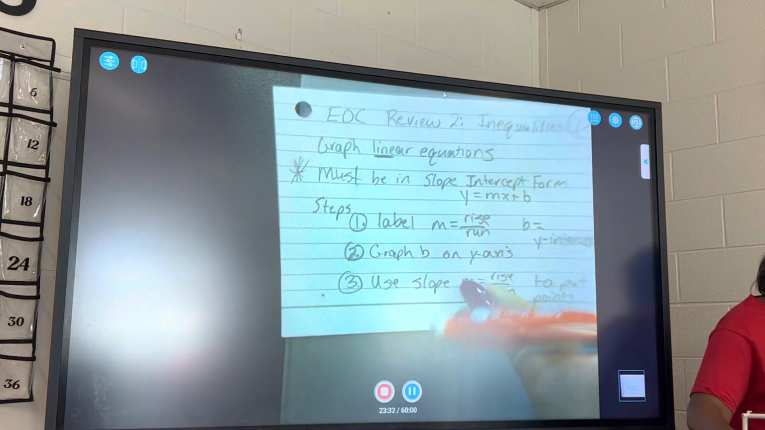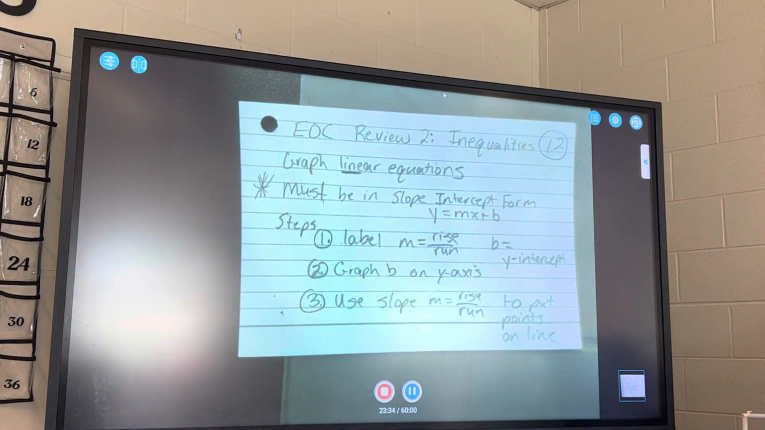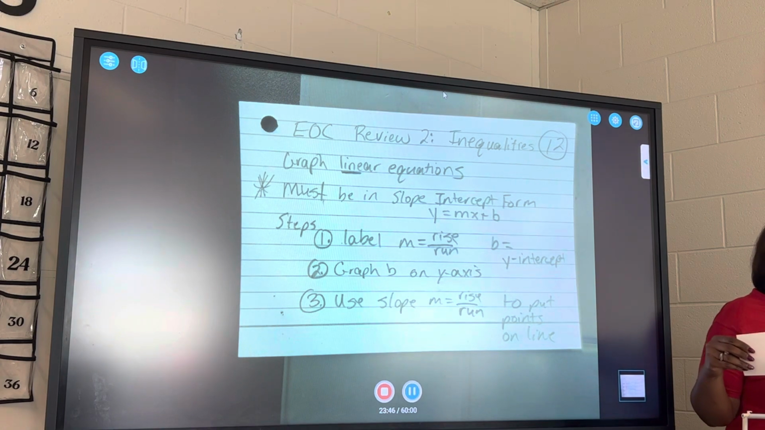Any questions about this card? And remember, we went over graphing today, so are you good with that? Yeah, that's what we did in class. That's what I was thinking. Y'all okay with that? Okay.